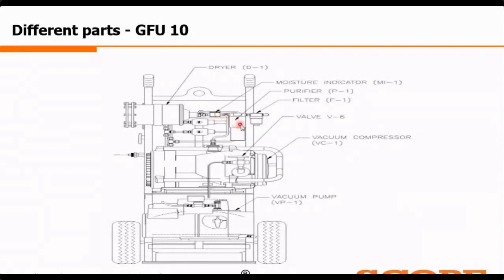Additionally, we are having the purifier and filter for the purification and filtration operation. We are having several valves there, because it is a manual unit. So by operating the valves, we can do the operation. You can see here the vacuum pump is installed. The application of the vacuum pump is for the evacuation of dry air or nitrogen, which I have already told you in the GFU08 series also it is installed. So that is the primary application of the vacuum pump.